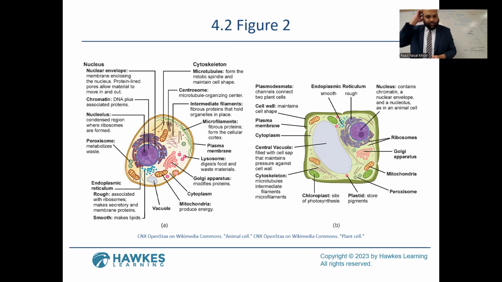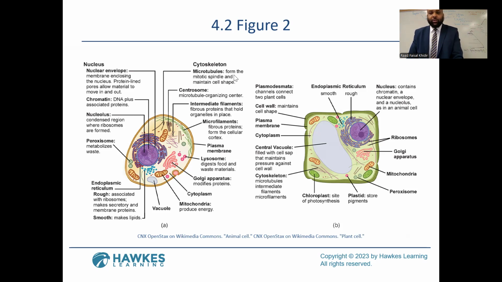So the endoplasmic reticulum, there is a rough endoplasmic reticulum and a smooth endoplasmic reticulum. The rough endoplasmic reticulum is associated with ribosomes. It makes secretory and membrane proteins. Then there is the smooth endoplasmic reticulum. It's important to make the lipids. So you have to look at the structure and be able to tell who are these particular organelles.